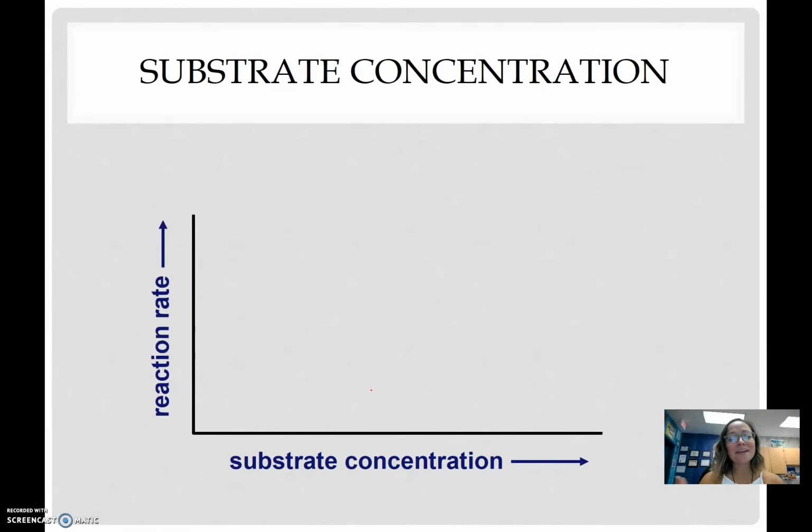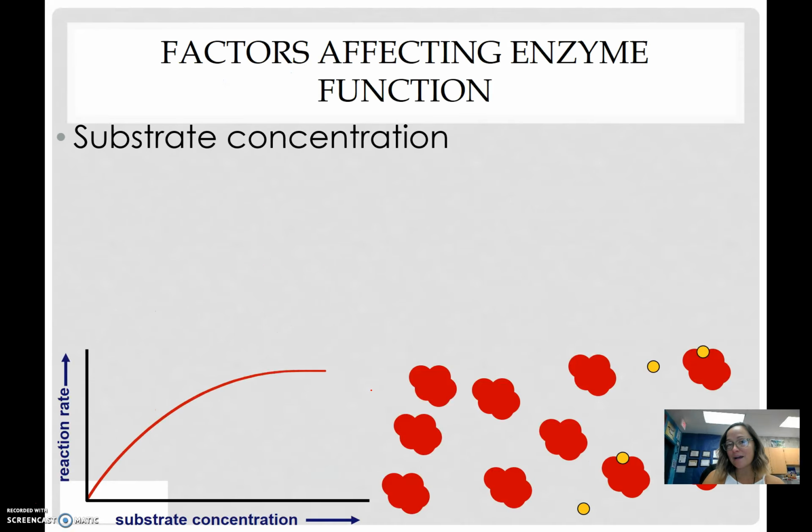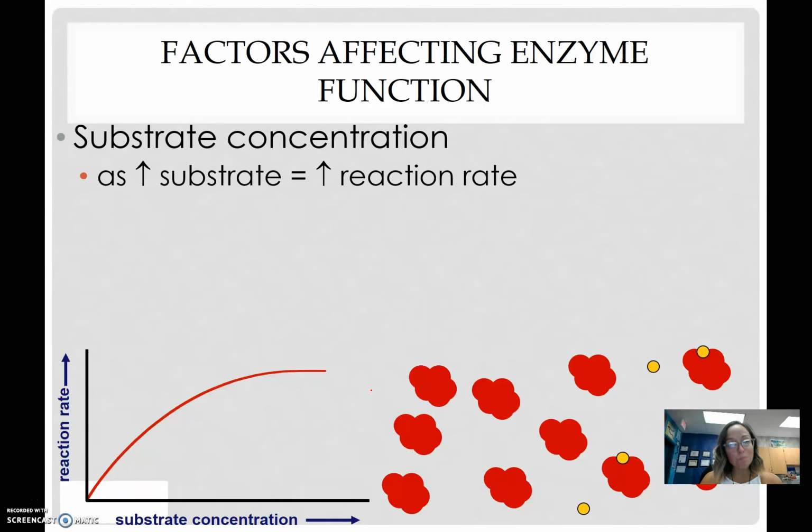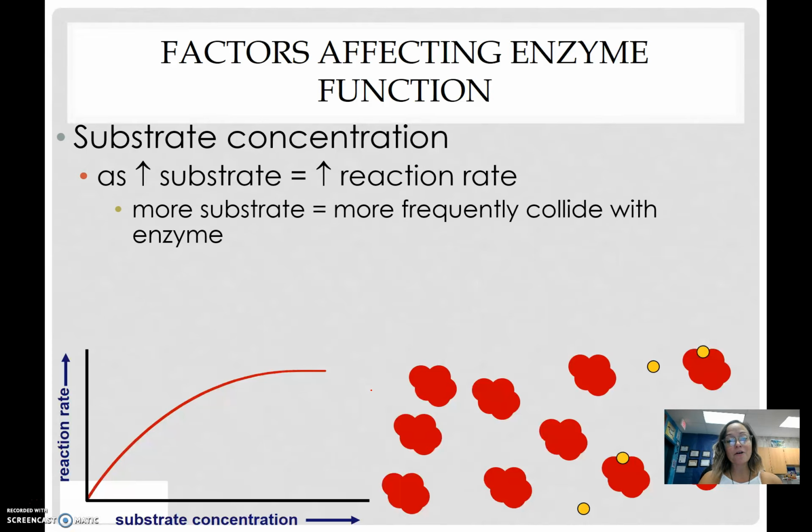The same kind of concept applies when we look at substrate concentration. As we increase our substrate, the rate of the reaction also increases. You can see here in the picture you have red enzymes and yellow substrate. Right now there's a small amount of substrate but sufficient enzymes. As you increase the amount of substrate, you'll increase the likelihood of a substrate and an enzyme coming in contact, and the enzyme furthering a chemical reaction. So as the substrate increases, the likelihood of the enzyme catalyzing that reaction also increases.